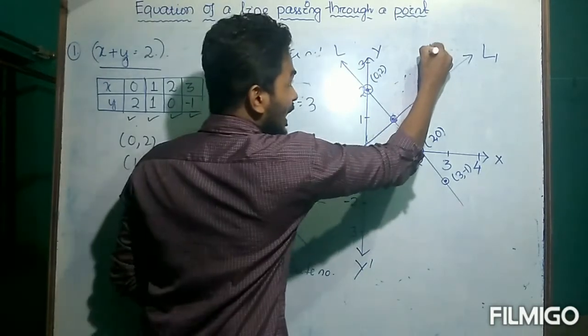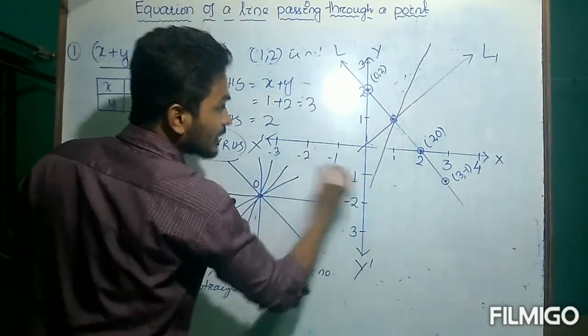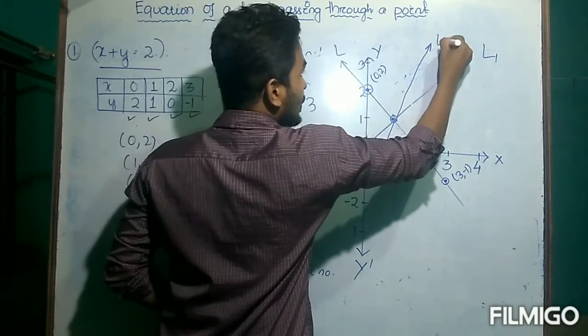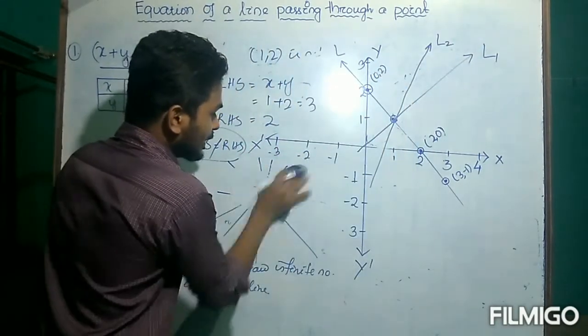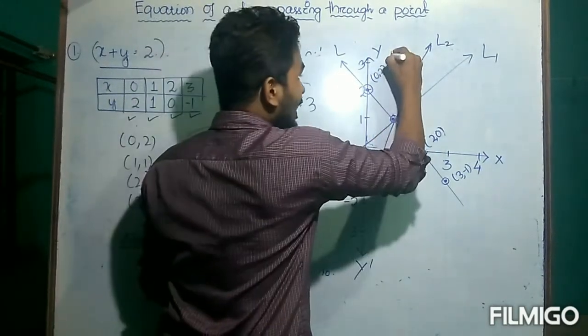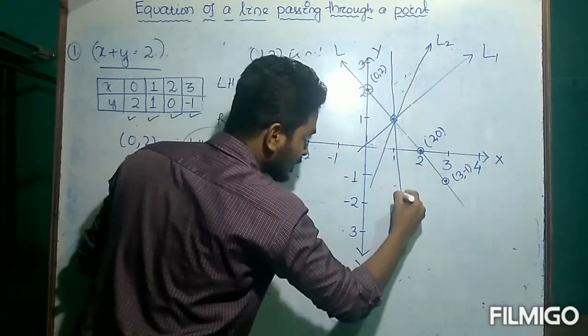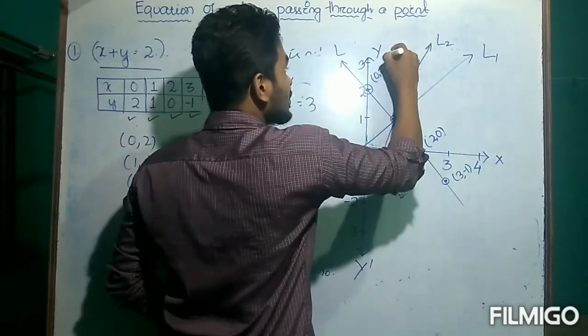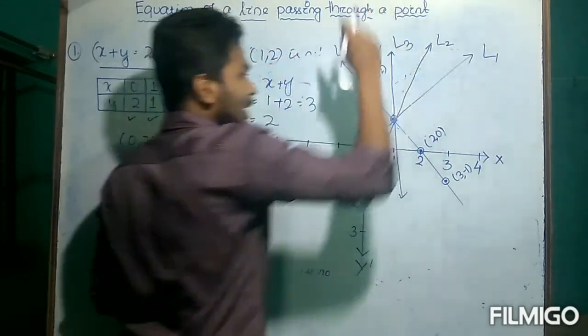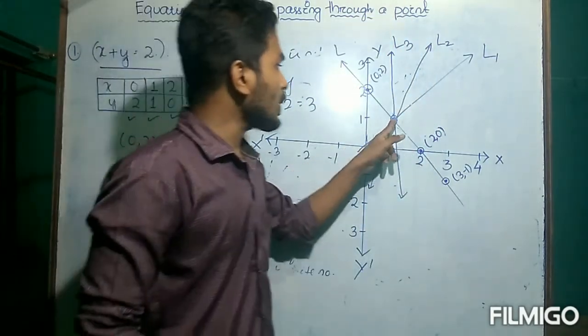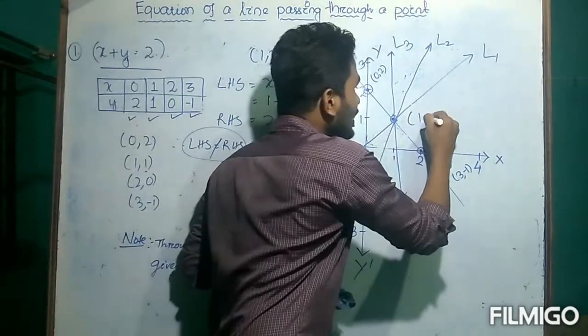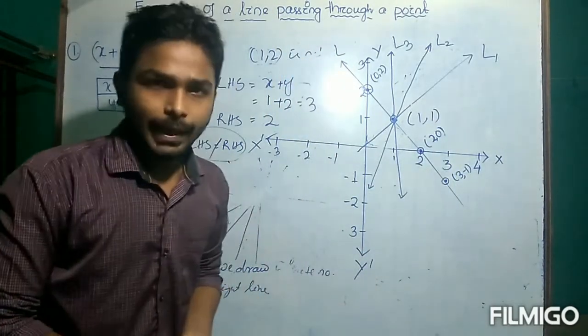You can also draw a line like this. Suppose the name of this line is L2. Okay. You also can draw a line like this. Suppose the name of this line is L3. So through a given or a particular point, 1, you can draw infinite number of lines.